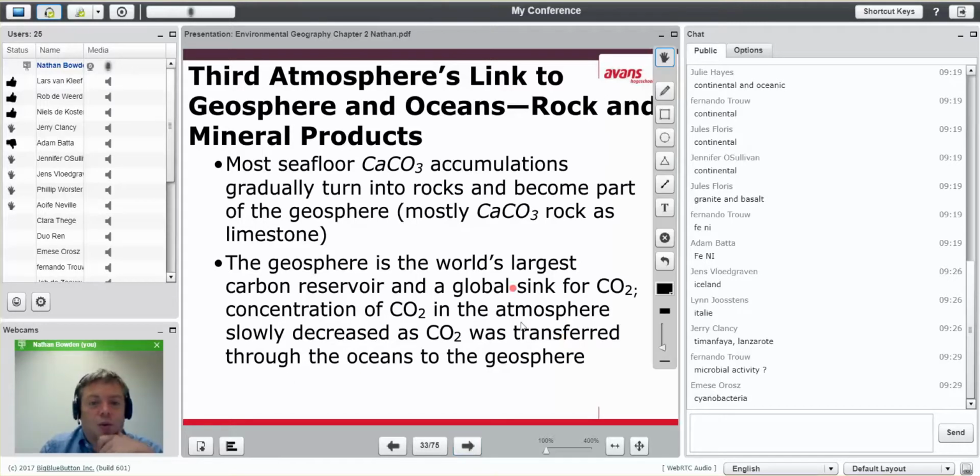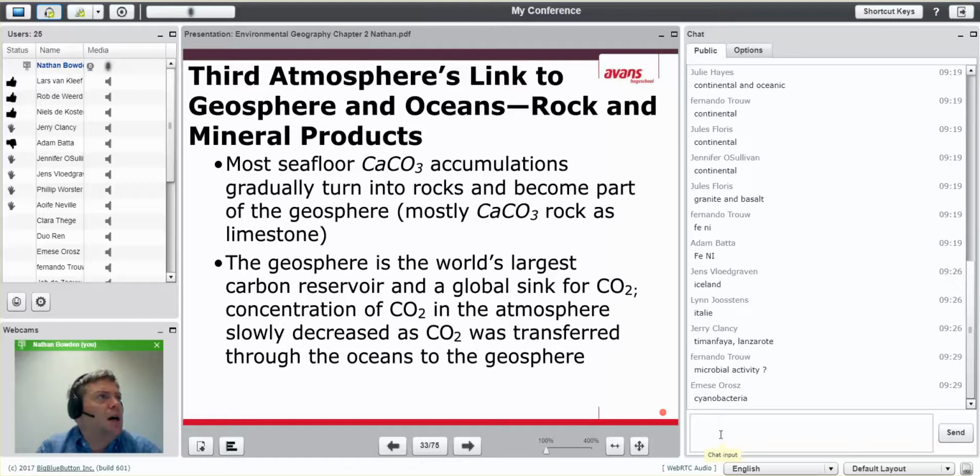The geosphere is the world's largest carbon reservoir and a global sink for CO2. The concentration of CO2 in the atmosphere slowly decreased as it was transferred to the geosphere, which is why some people say, in the past we did not have polar ice caps. That's absolutely true, because the planet cooled down and the CO2, which was a greenhouse gas, was transferred to the geosphere. But recently we are increasing the CO2. To use the words from the last class, it would be a gaining system, because the reservoir is increasing.